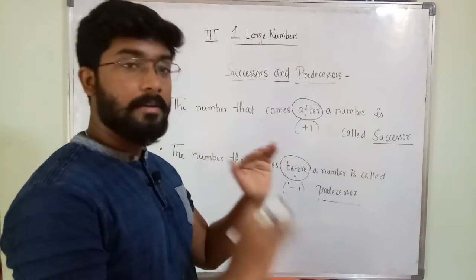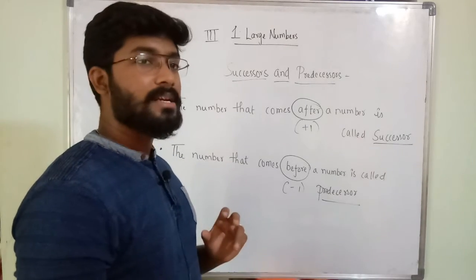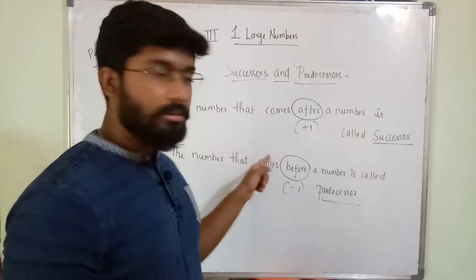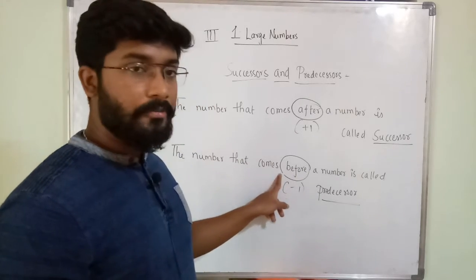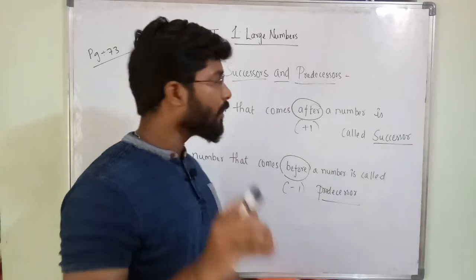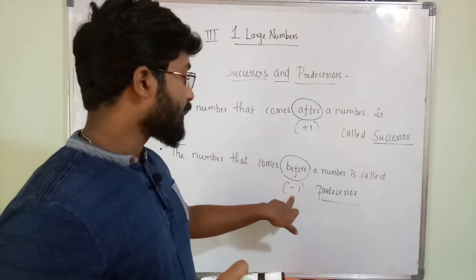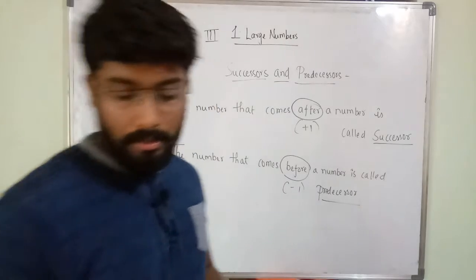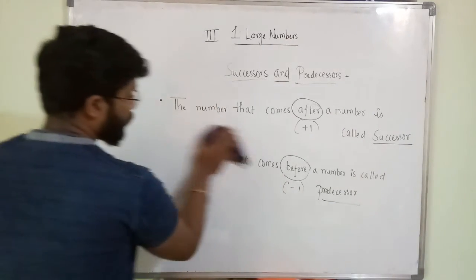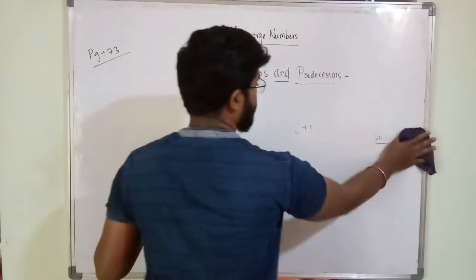The number which comes after a given number is called a successor. So to find out the successor, you have to add 1 to the given number, and to find out the predecessor, here it is before, so you have to do minus 1 to the given number. If he is asking successor, you have to do plus 1. If he is asking the predecessor, you have to do minus 1. So these concepts, what is meant by successor and predecessor, we have understood now.